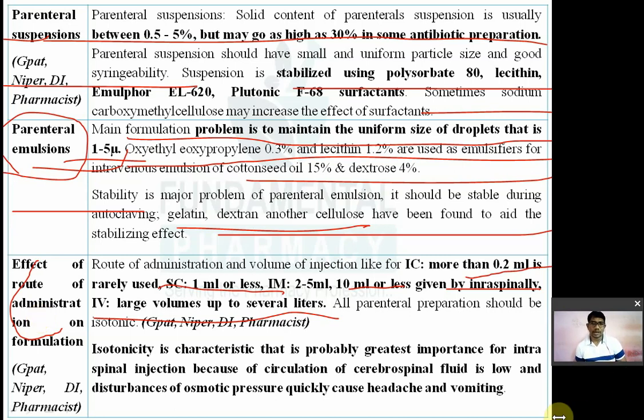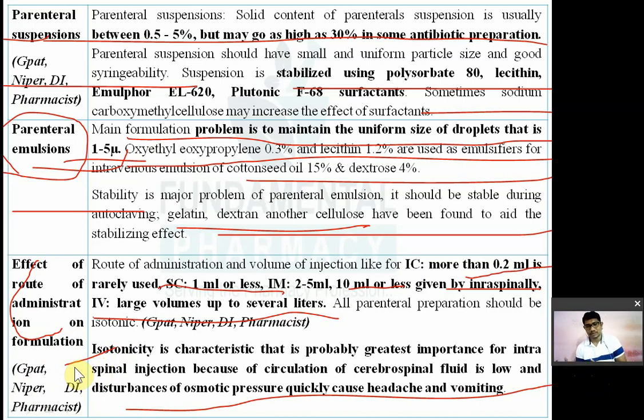Isotonicity is the characteristic that is probably of greatest importance for intraspinal injection, because there is very little circulation of spinal fluid. ये बहुत ही ज़्यादा important है isotonicity किसके लिए? इंट्रास्पाइनल इंजेक्शन के लिए, क्योंकि सेरेब्रल स्पाइनल फ्लूइड का एक तो वॉल्यूम कम होता है और उसका सर्कुलेशन भी स्लो होता है. So there is no means through which a paratonic solution can be diluted easily.